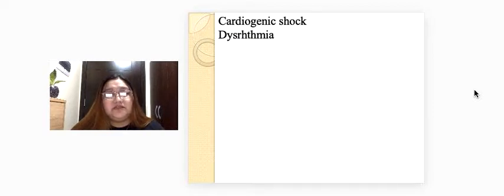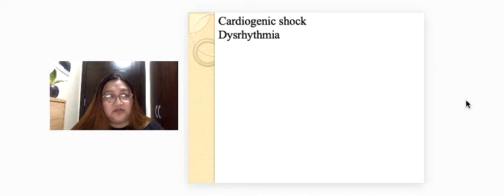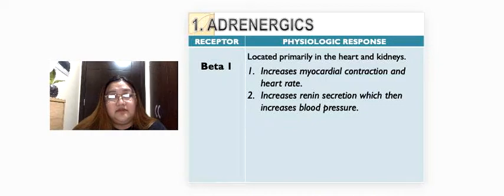Alright? So, dysrhythmia naman, dysrhythmia are irregular rhythms of the heart. So, ang dysrhythmia, na kikita natin to with laboratory tests such as ECG. So, hindi mo malaman kasi nandoon yung irregular rhythm or beating of the heart. Okay? You will further discuss this sa med-surg nursing. Alright, let's go back now. So, again, your beta 1 is effective for cardiogenic shock and dysrhythmias of the heart. Kasi ito yung function niya.